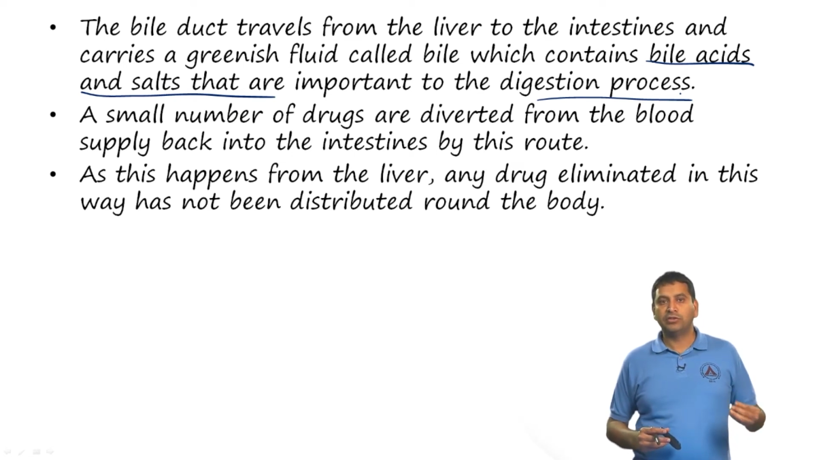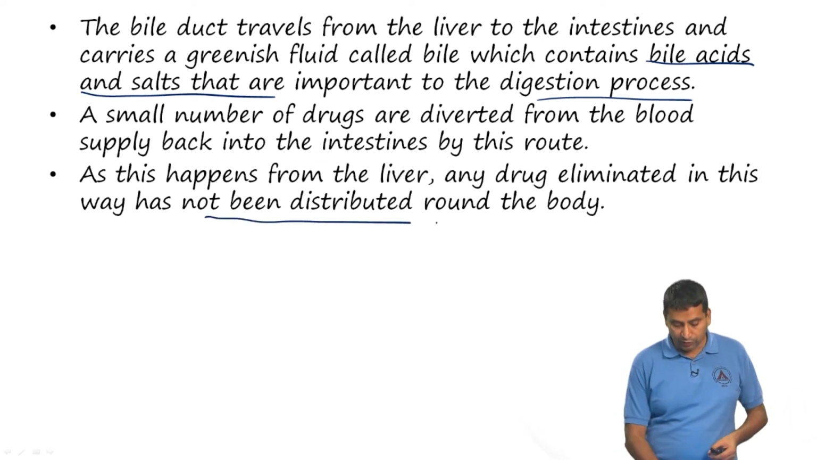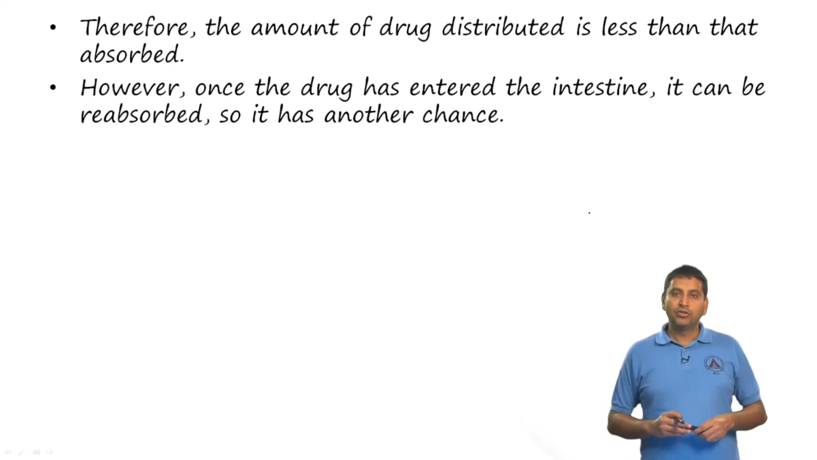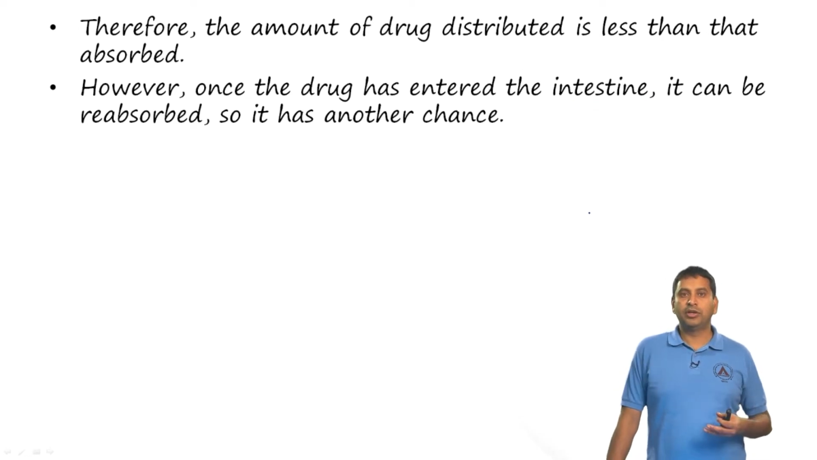So, as this happens from the liver, any drug eliminated in this way has not been distributed in the body, and so this is a way in which the drug is going to prevent distribution across the body in a very consistent manner. So, the drug is now distributed to a lesser extent and therefore it is less absorbed. However, once the drug has entered the intestine, it can be reabsorbed and so it has another chance to get to the target.